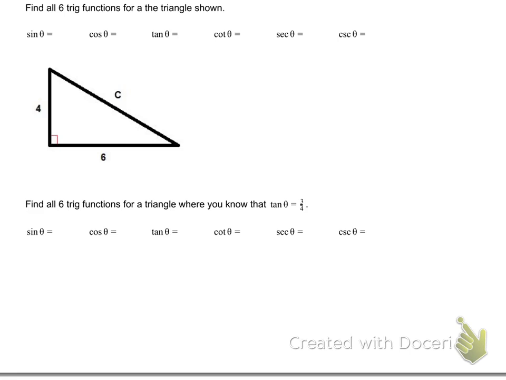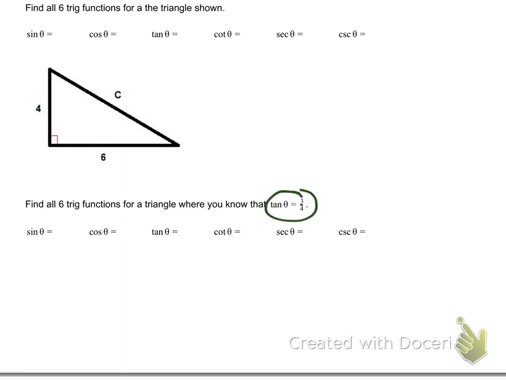The nice thing about a triangle, unlike our unit circle, is that if I say it's a triangle, all the sides have to be positive, which means all the trig functions are positive. That is not true when the angle is greater than 90 degrees or greater than pi over 2, or less than 0. But in this situation, they'll all be positive.